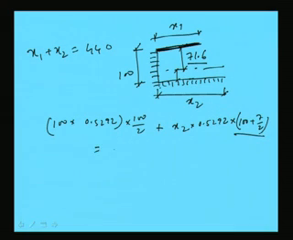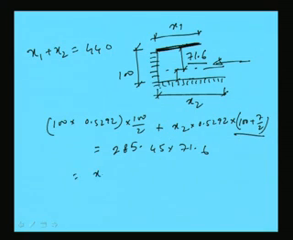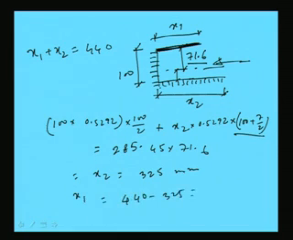This has to be equal to the force 285.45 into 71.6, because the force in the plate is acting through its CG, which is at 71.6 from the upper side. So, in this way we can find out x2. After calculating all this, we will get x2 as 325 mm. That means x1 will be 440 minus 325, that means 115 mm. So, in this way we can find out the lengths of x1 and x2.